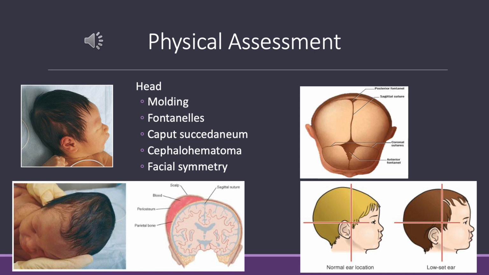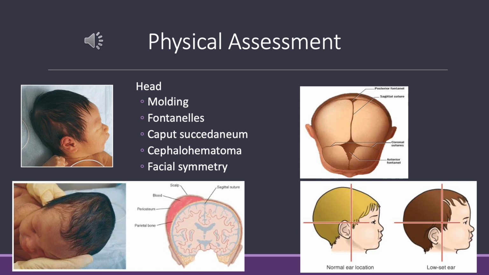The picture on the top left displays caput succedaneum, which is localized swelling caused by pressure against the cervix. It crosses the suture lines. The picture on the bottom left is a cephalohematoma. This is the result of bleeding between the periosteum and the bone. It can occur during a delivery, especially when there's use of forceps or a vacuum.